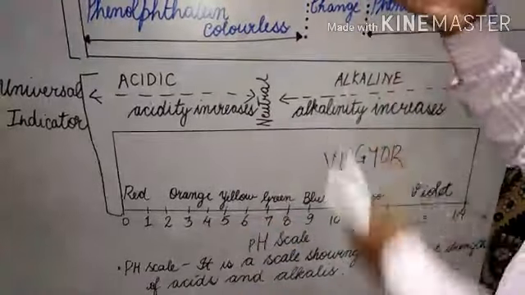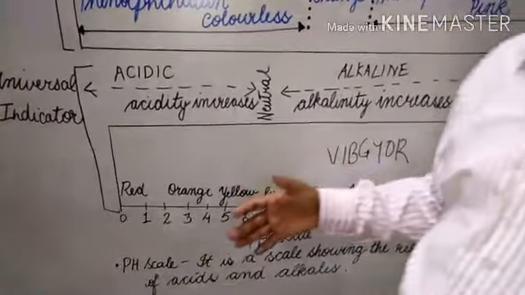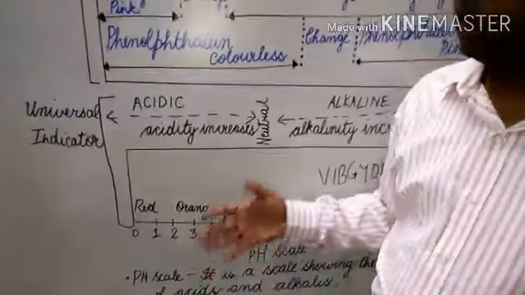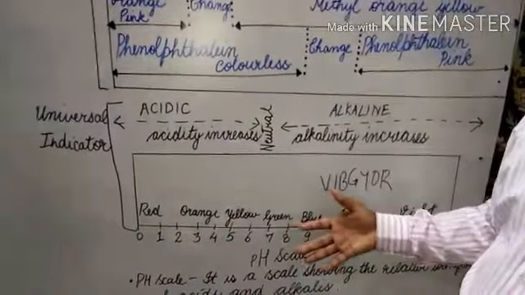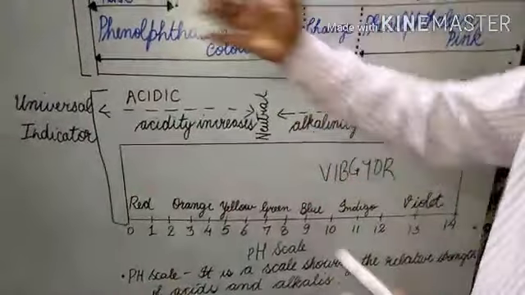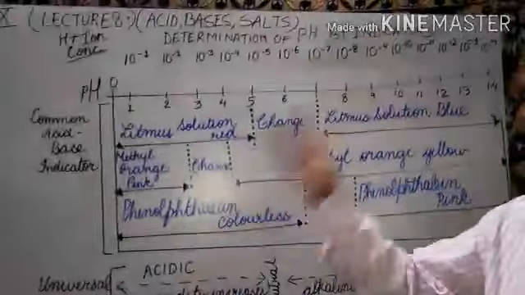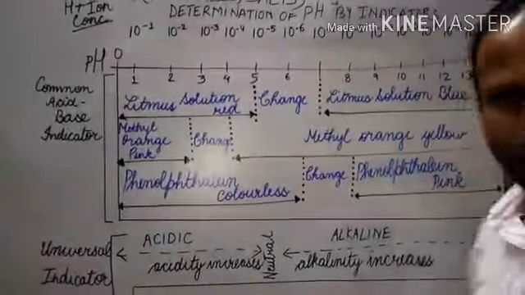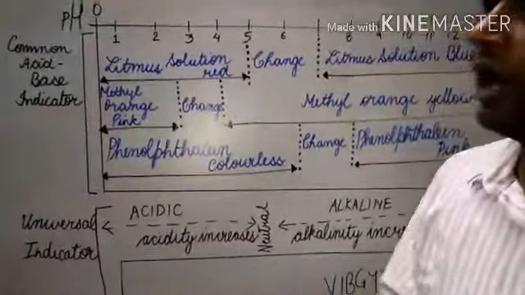Universal indicators have an advantage because they can tell the strength of the acid and bases, but here we cannot tell because it changes abruptly, suddenly, whereas in the universal indicator there is a gradual change in color.